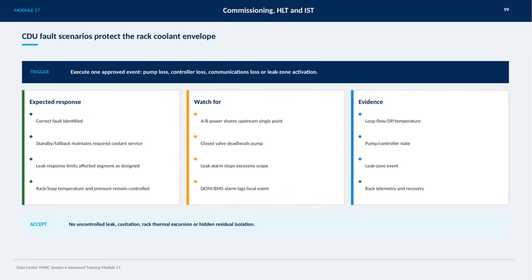On this slide, we're focusing on CDU fault scenarios and how they protect the rack coolant envelope. The trigger for these scenarios involves executing one approved event, such as pump loss, controller loss, communication loss, or leak zone activation. The expected response is crucial. First, the fault must be correctly identified. Then, standby or fallback systems maintain the required coolant service to avoid any disruption. Additionally, leak responses should effectively limit the affected segment, just as they were designed to do. Throughout this process, rack and loop temperatures and pressures remain controlled to ensure system stability.